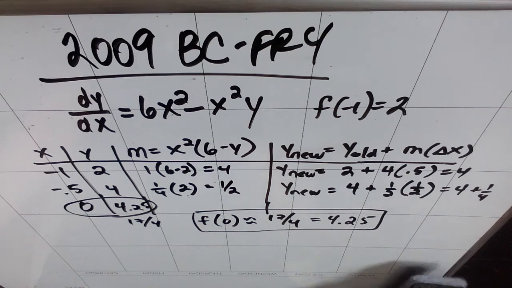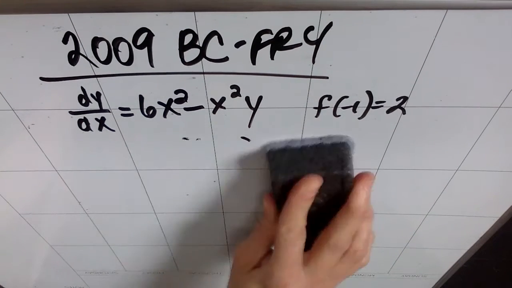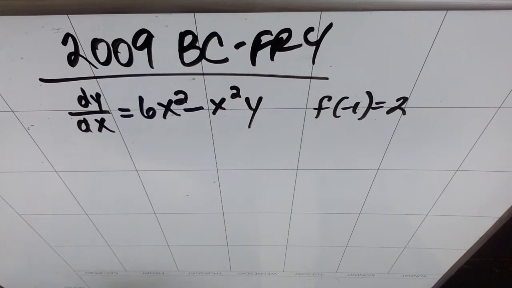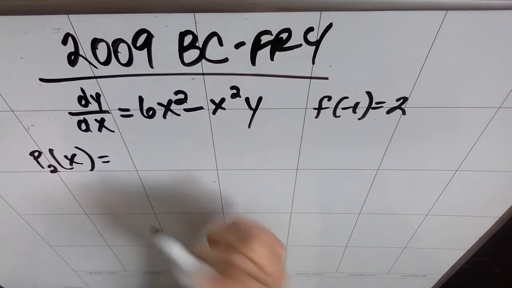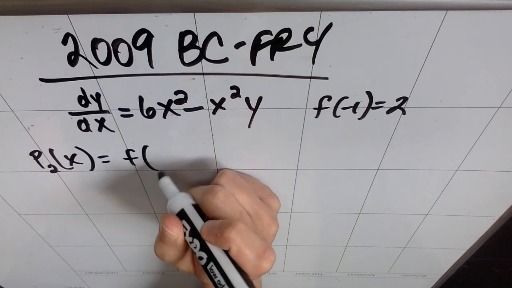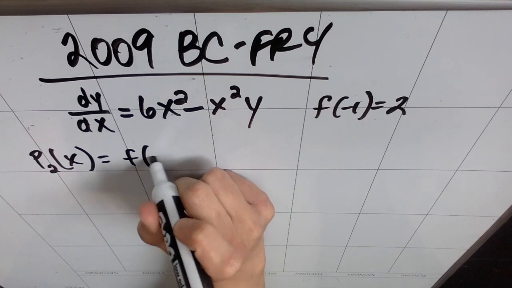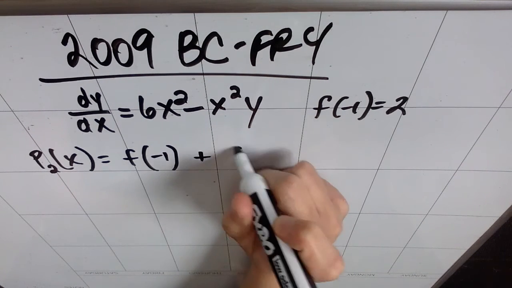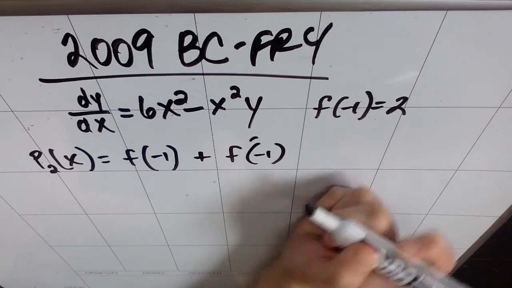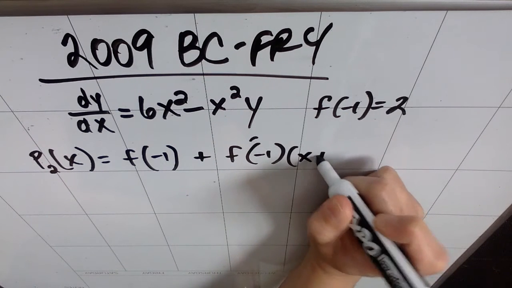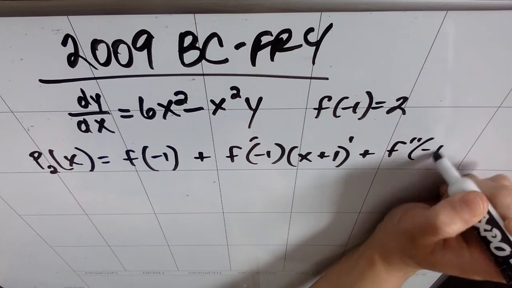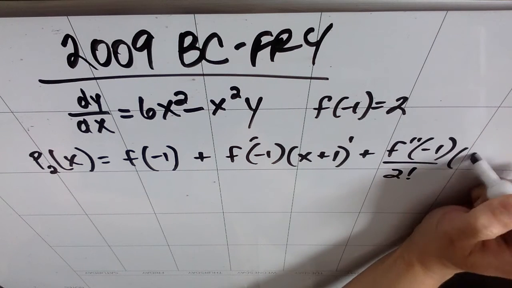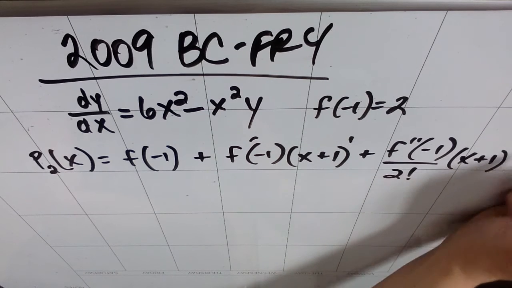All right, cool. So in order to write a Taylor polynomial, we're going to say p sub 2 of x should be f of negative 1, since this is centered around negative 1, plus f prime of negative 1 times x minus negative 1, which would be x plus 1 to the first, plus f double prime of negative 1 over 2 factorial times x minus negative 1, which is going to be x plus 1, quantity squared.